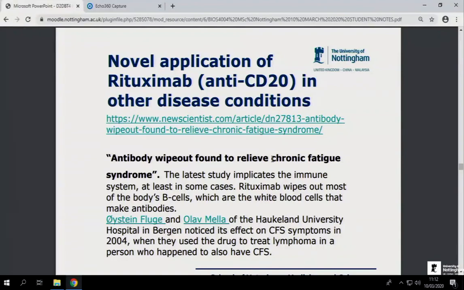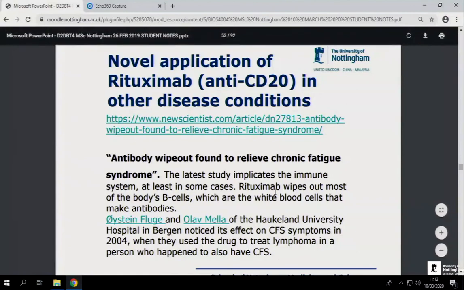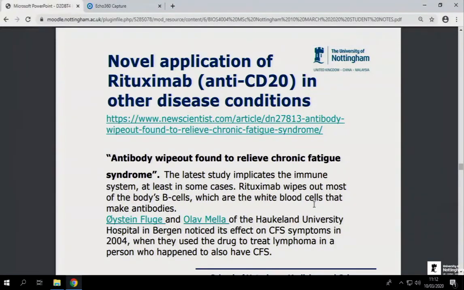So it works for quite a few other diseases as well, although not so well. But it does wipe out most of the body's B cells, and that's how this system works. If you give somebody a very high dose of rituximab in hospital, and you clear all their white blood cells out that have got CD20 on them, you need to do something, because this patient now hasn't got an immune system.